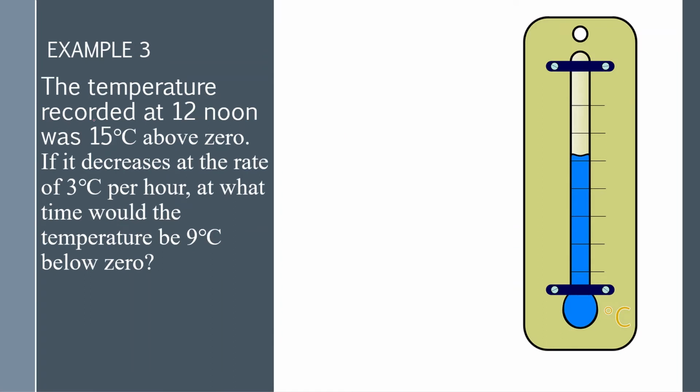Next says the temperature recorded at 12 noon was 15 degrees above 0. So let's take this point as 0. At 12 noon it was 15 degrees above 0. So let's take this one as 15 degrees above 0. That means we will represent it by positive, and this is at 12 noon.